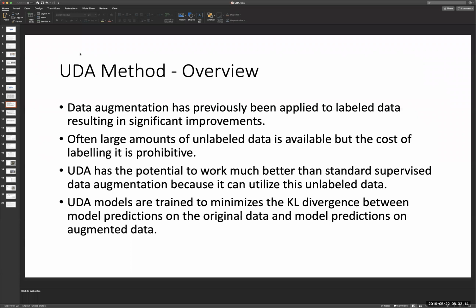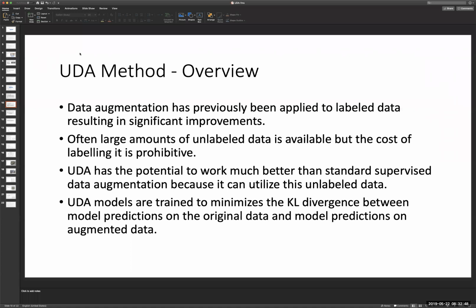Often large amounts of unlabeled data are available, but the cost of labeling it is prohibitive. So in UDA, we have the potential to work much better than the standard supervised data augmentation, because it can utilize the unlabeled data, which may be much more plentiful.